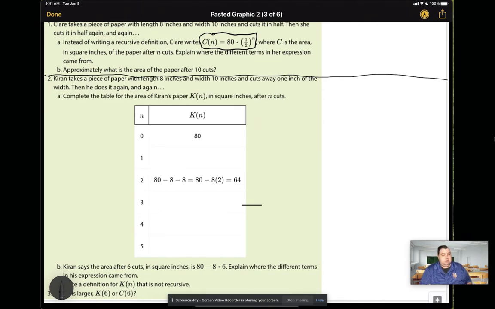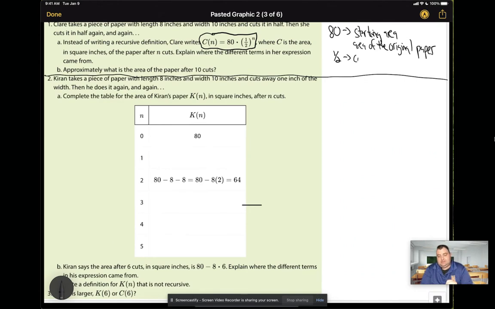Okay, so 80 in this case, that is going to be her starting area. In other words, it's going to be the area of the original paper. Now, where did that 80 come from? Well, the original paper had a length of 8 and a width of 10. And we know that the area is length times width. Well, what's 8 times 10? 8 times 10 is 80. So 80 is your starting area.